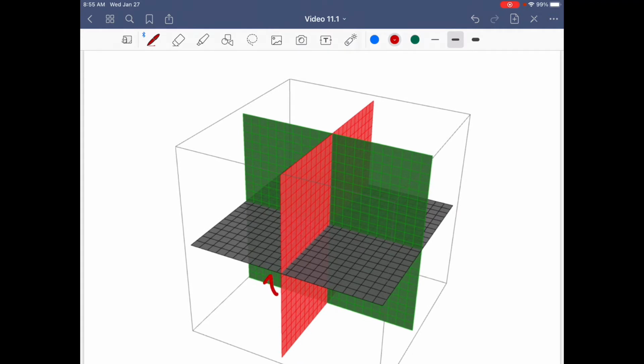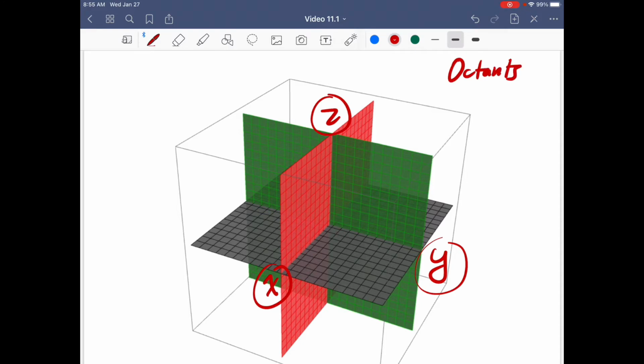So if this were the positive x-axis, positive y-axis, and positive z-axis, we have, well, there's 8 of them, so these are no longer called quadrants, but octants. We have an octant floating above the first quadrant, which would be the first octant. We have an octant floating above the second quadrant, which would be the second octant. We're going to work our way around. Third octant, I'm going to get rid of that. And the fourth octant, again, floating above the gray XY plane.